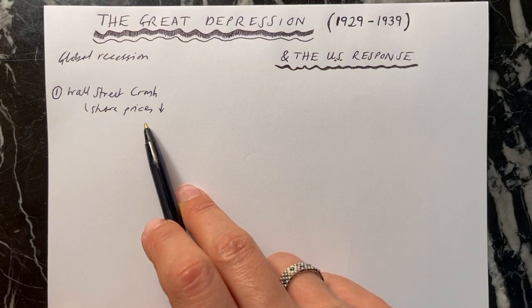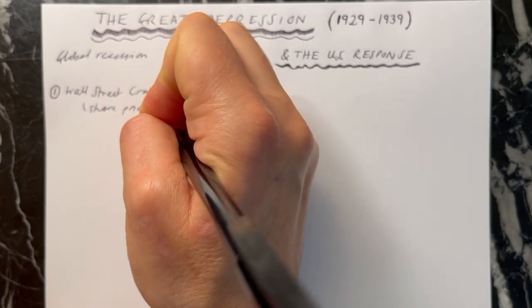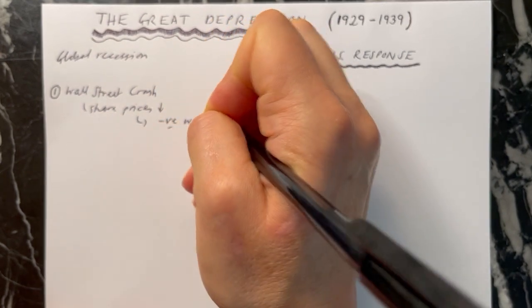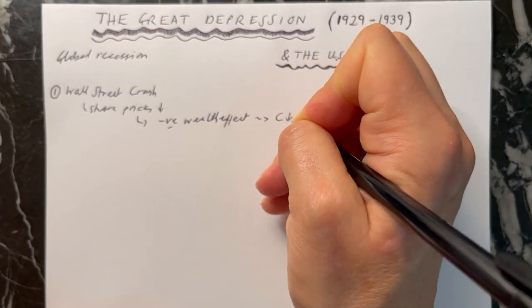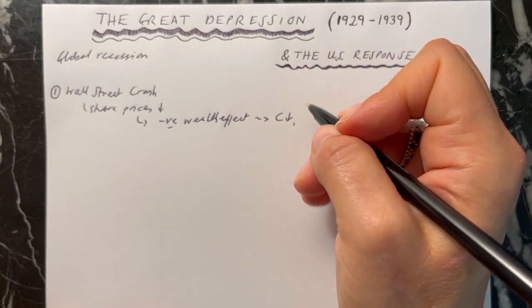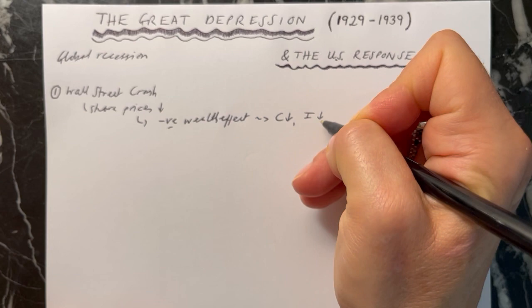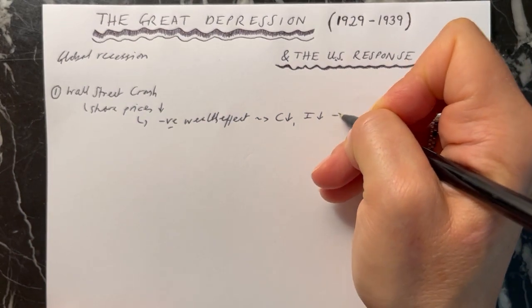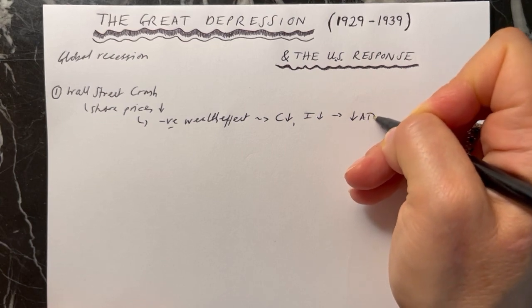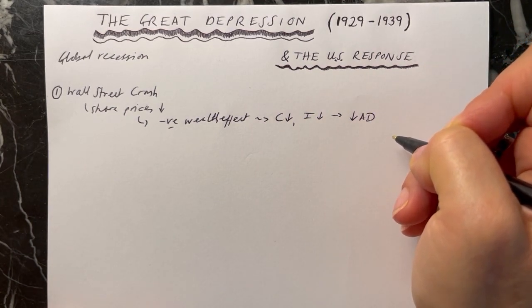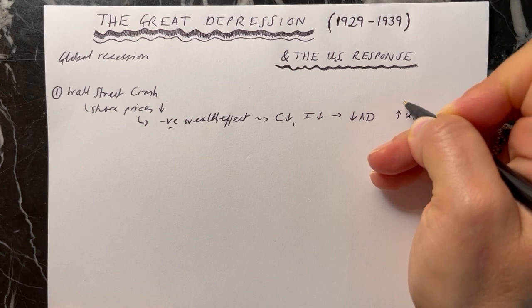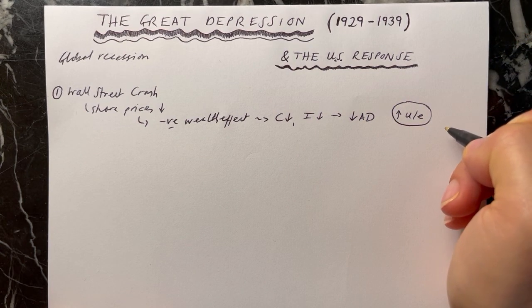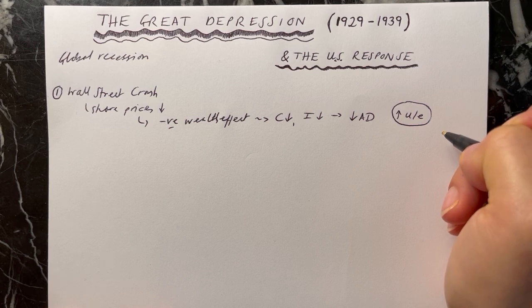Because at the time, a lot of people were holding shares in the US, this meant that there was a negative wealth effect. And the negative wealth effect caused consumption to go down. And as a result, this also caused investment to go down by firms. And overall, this led to a decrease in aggregate demand. And this caused many problems in the US, particularly an increase in unemployment. And this was one of the big things about the Great Depression. There was significant unemployment. There was a significant increase in poverty in the US.